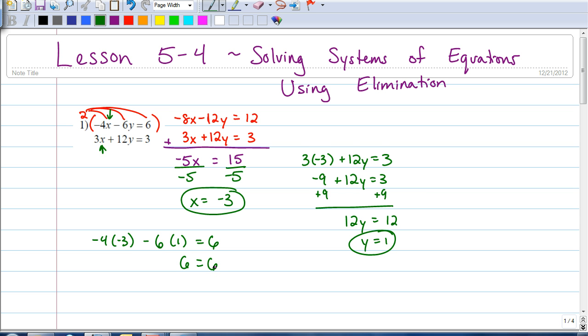And if I put it in the second equation, 3 times negative 3 plus 12 times 1, that should equal 3. Well, 3 times negative 3 is negative 9, plus 12 times 1, or plus 12, sure enough, gives me 3. So that makes a true statement. So they both check, and that's what you should do when you're doing these problems on your own. You should be checking your answers just to make sure that you're doing it correctly, and that's how you'd go about it. Well, that's elimination. Let's try another one.